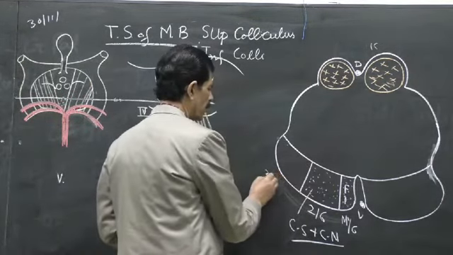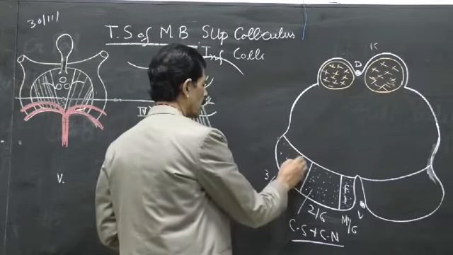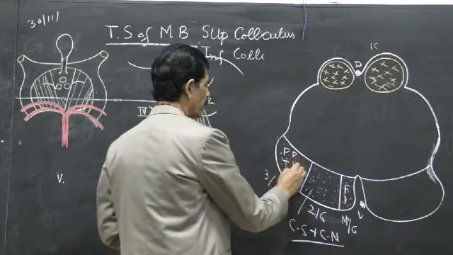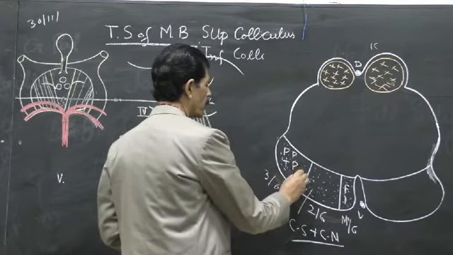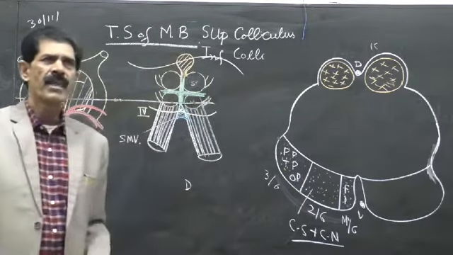And the lateral 3/6 contains the remaining parietopontine, temporopontine, and occipitopontine fibers. So this is the arrangement.